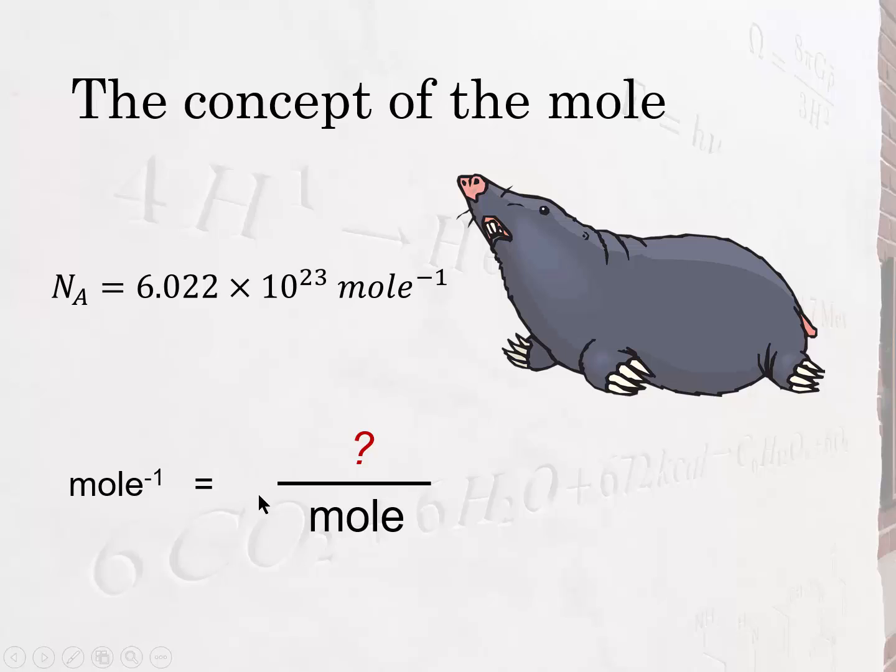Now think about the units for Avogadro's number. Mole is in the denominator, but what's in the numerator? It could be atoms per mole, or molecules per mole, or even moles per mole if that's what you're counting. The point is, the numerator is dimensionless, and that's what gives you the flexibility to count whatever objects you want.